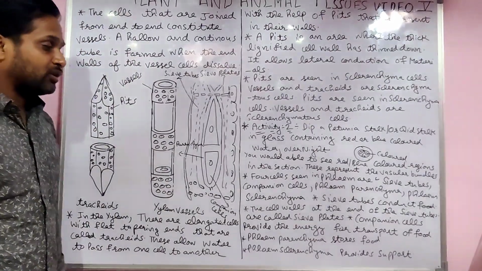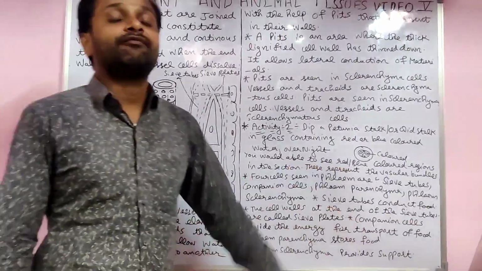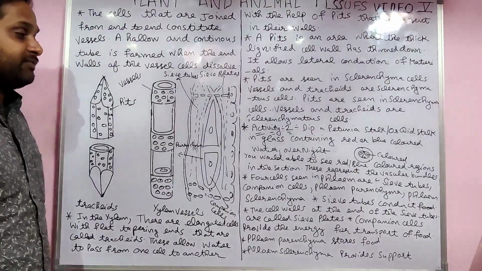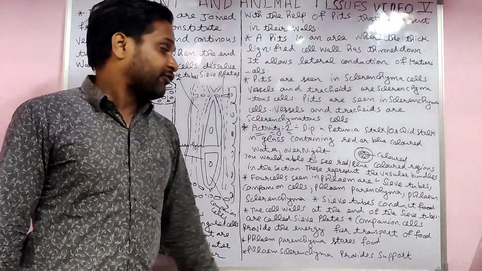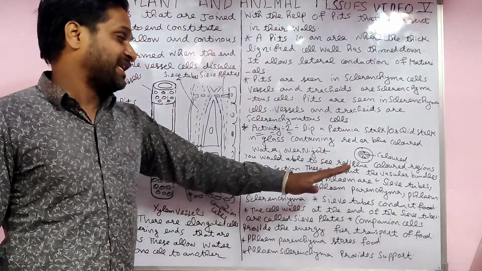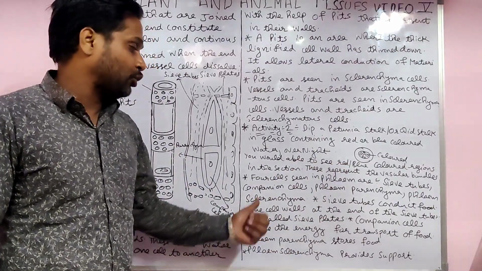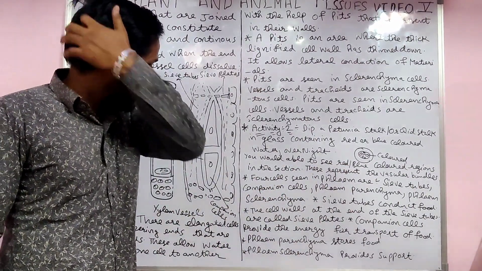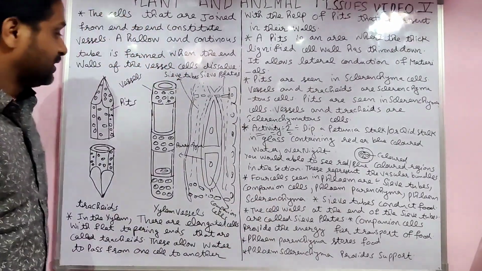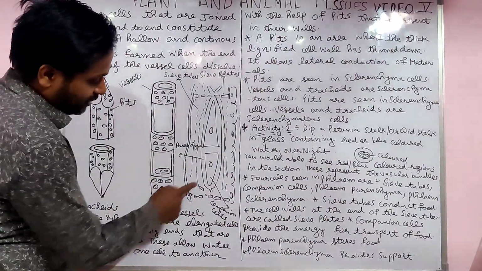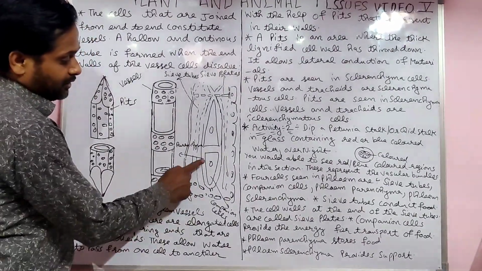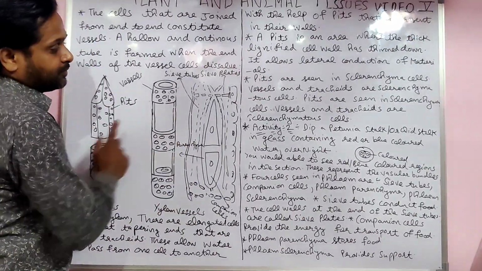Now we discuss the 4 cells seen in the phloem. Phloem conducts the food, which you already know, and is made up of living cells. The 4 types of cells seen in the phloem are sieve tubes, companion cells, phloem parenchyma, and phloem sclerenchyma. See here, these are the companion cells, from which they get energy. This part is the parenchyma.